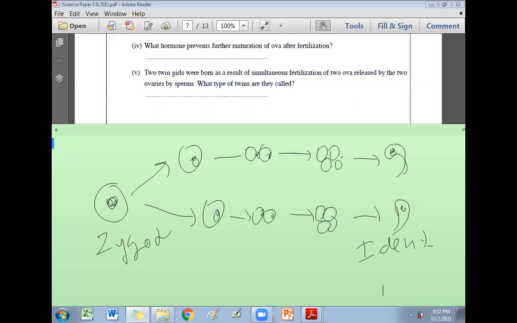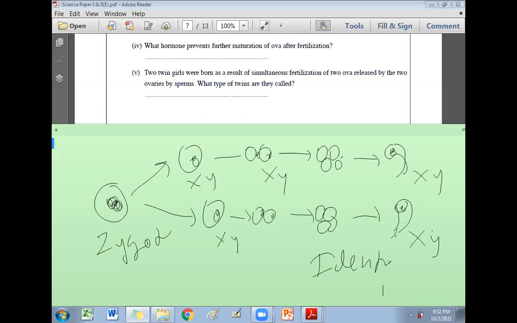So the same zygote gives rise to identical twins. Either both are girls or both are boys, because they have the same sex chromosomes. If this one is XY, this also is XY, because they come from the same nucleus. If this one is a boy, this also is a boy. That means identical twins are either both girls or both boys. That is the difference.